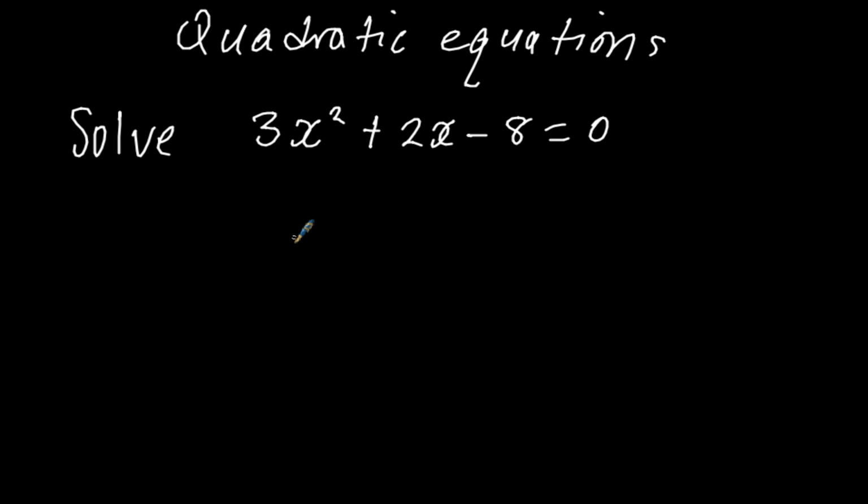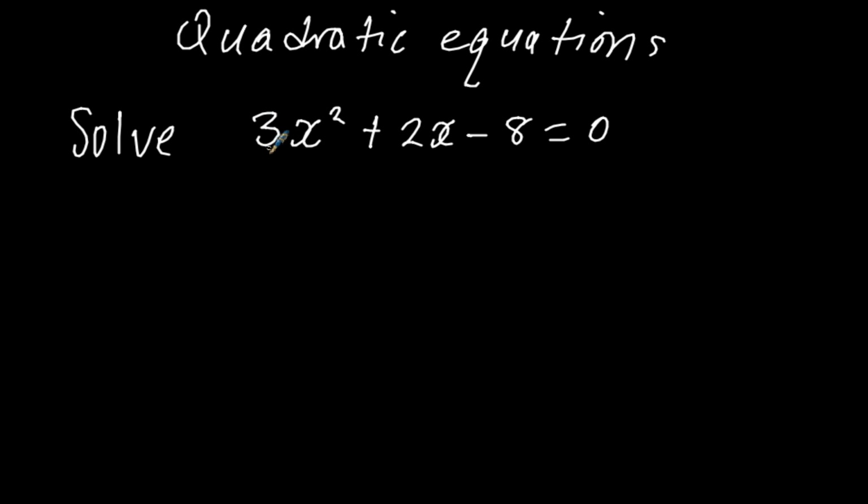We are solving quadratic equations, and in this video we are looking at an example where the coefficient of x squared is not 1. So solve 3x squared plus 2x minus 8 equals 0. In the previous videos we looked at examples where the coefficient was 1, but now the coefficient is not 1.